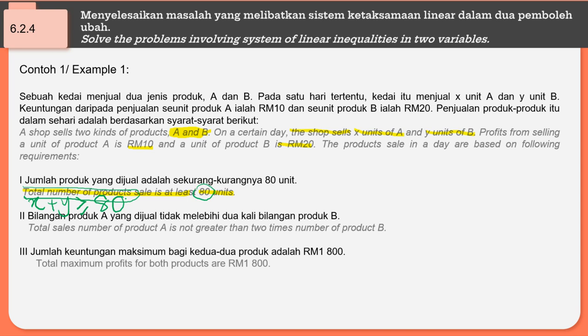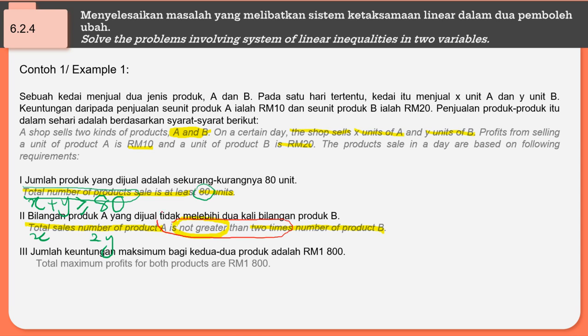Alright, second one. Total sales number of product A is not greater than 2 times number of product B. So we understand product A is x here. So x, the first one. And then product B is y, but 2 times. So 2y. Okay, here is the problem, yeah. What do you understand about not greater than 2 times?